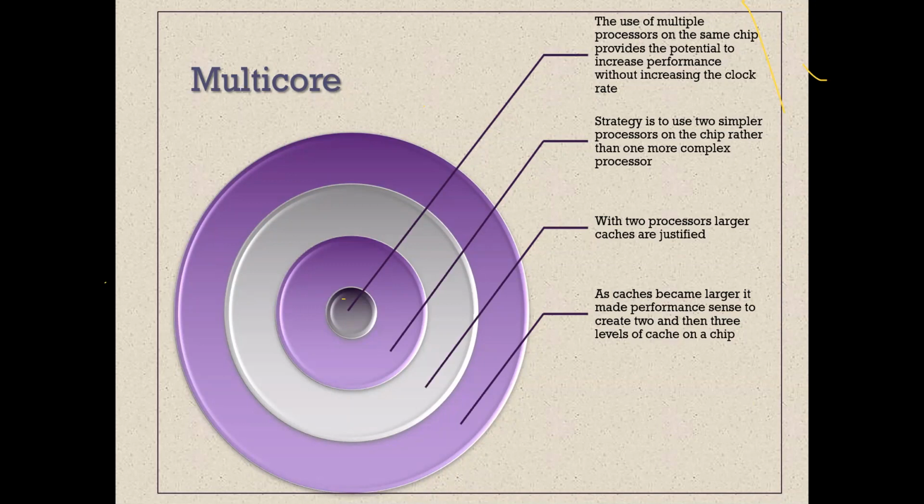So as the caches became relatively larger, it made performance sense to create 2 and then even 3 levels and so on. And when we talk about the caches, I'll show you a chart that saturates after the 3rd level. And so that is how come practically all our machines have only up to level 3. But theoretically, you could have level 5 or 6 caches. Okay.